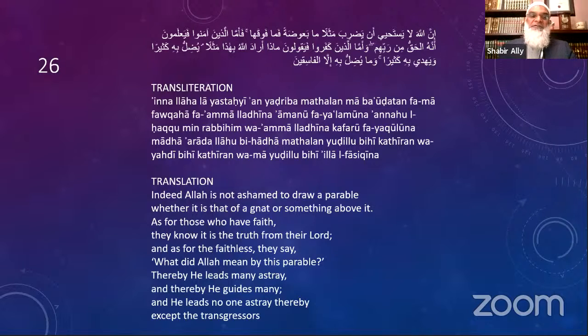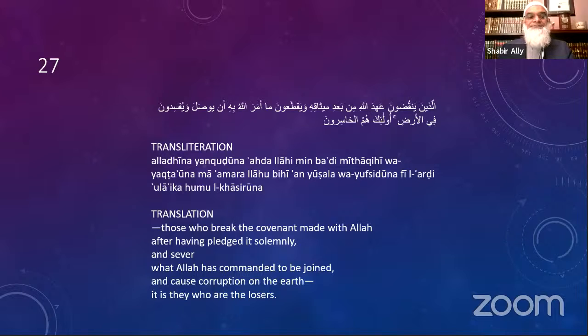وَمَا يُضِلُّ بِهِ إِلَّا الْفَاسِقِينَ. It is only the fasiqeen, the transgressors, that Allah subhanahu wa ta'ala is misleading. So who are the transgressors? Now in the 27th verse, back to the page where we were, it is being specified who these transgressors are.